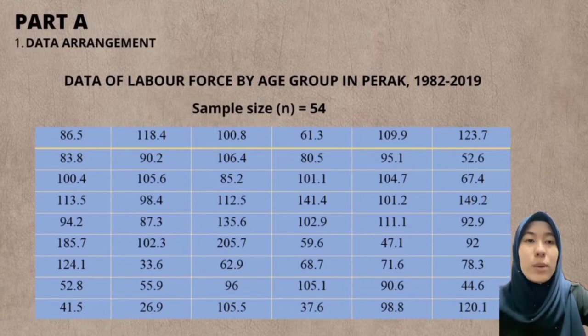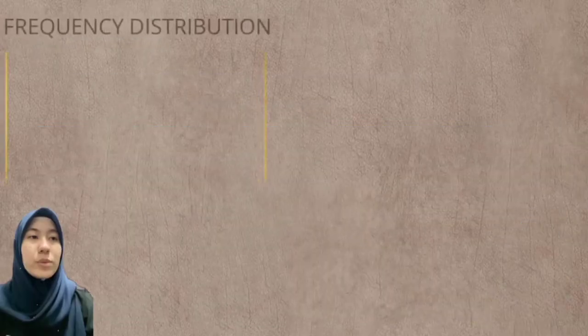I will present about part A, which is question 1 and half of question 3. In this part, we need to randomly choose more than 50 samples. So here is 54 selected data of labor force by age group in Perak that we need to arrange. Then we need to construct an appropriate table that can be used to describe the data. So the tables that we use are frequency distribution, relative frequency, and cumulative frequency.